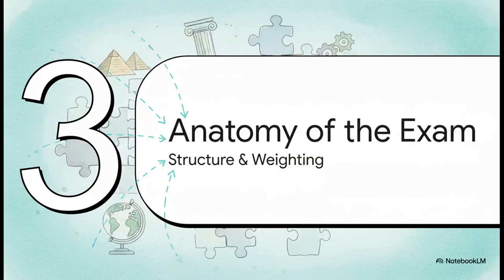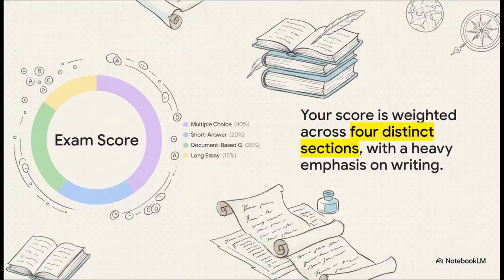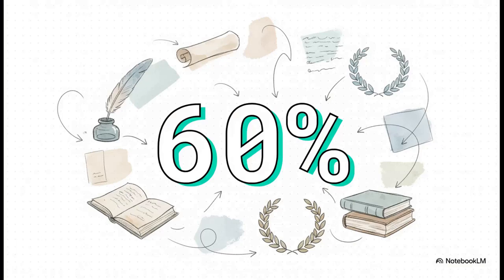Okay, so you've got these skills. How do they actually get measured? Let's connect this idea of historical thinking directly to the exam by breaking down its structure. Knowing the layout is half the battle. So, take a look at this breakdown. The multiple choice section is a big piece of the pie, for sure, at 40%. But just look at what makes up the rest of it. What do you see? It's all about writing. The short answer, the DBQ, the long essay, that's where the majority of your points are. 60%.